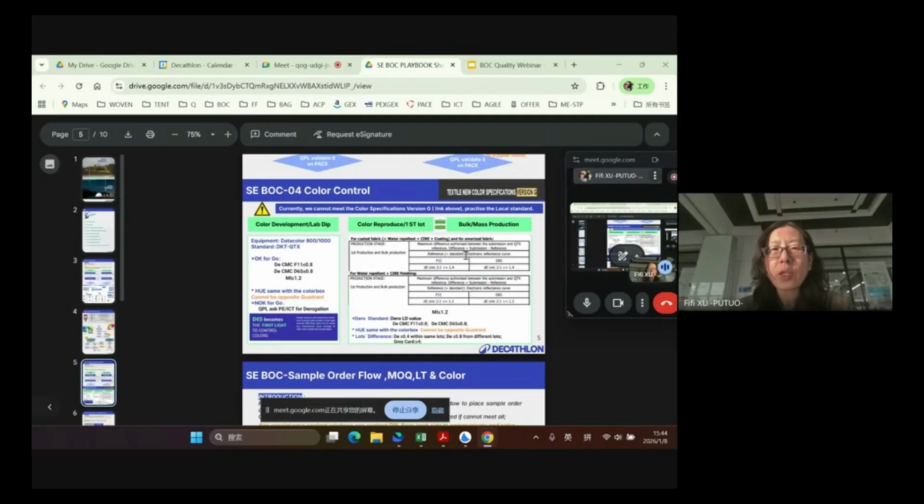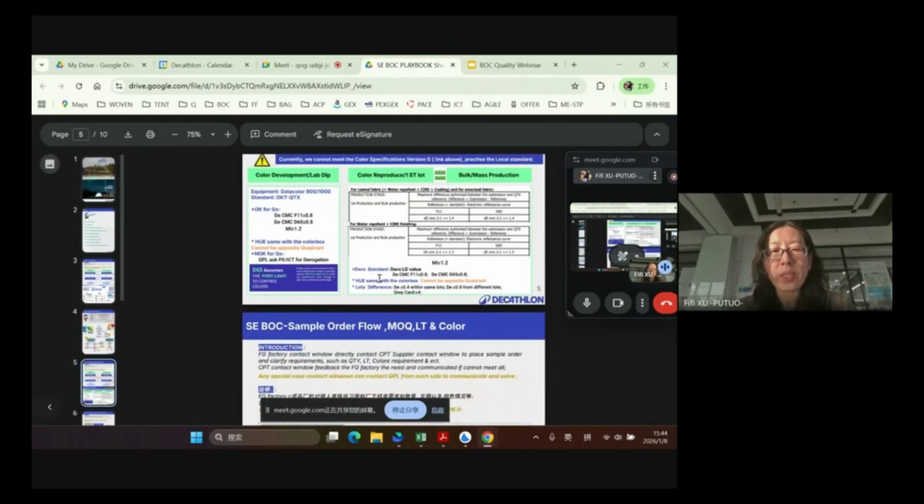There is a special case, which is a DARO situation. As we communicated before, the DARO standard was validated by the PE side, so we don't use the QTX as the standard. Instead, we use the DARO value as the standard and input this value in the system to make it the standard for comparison.